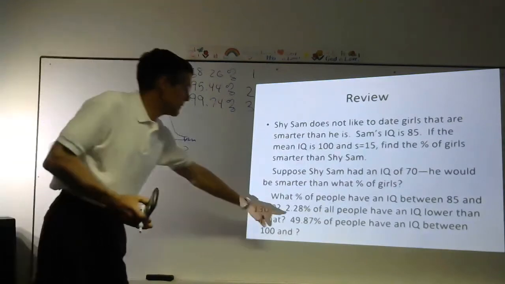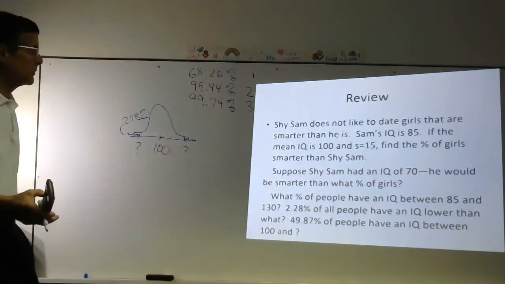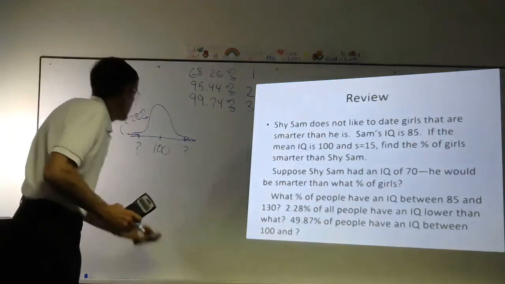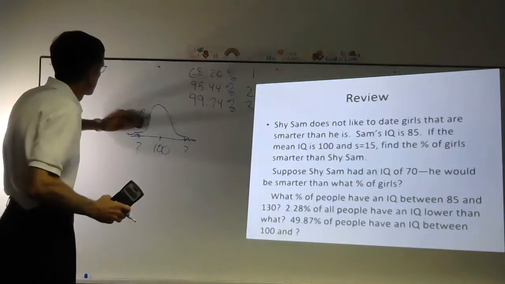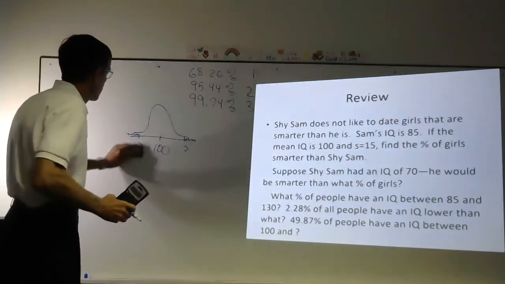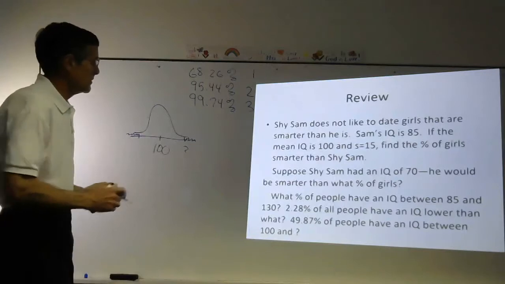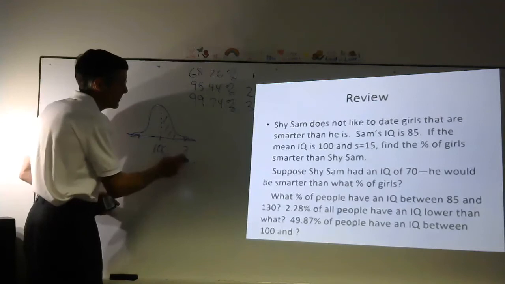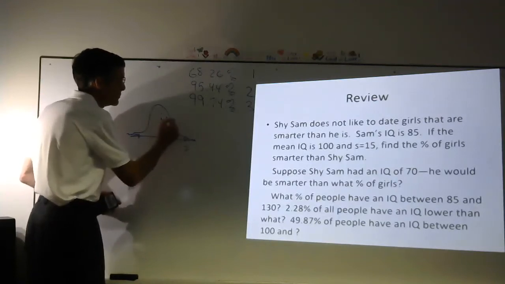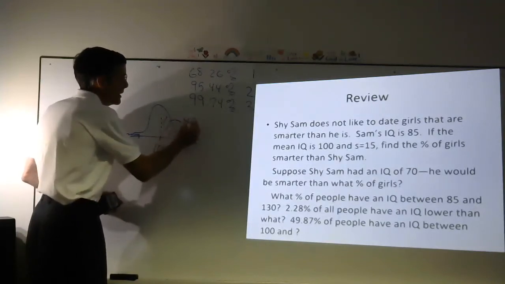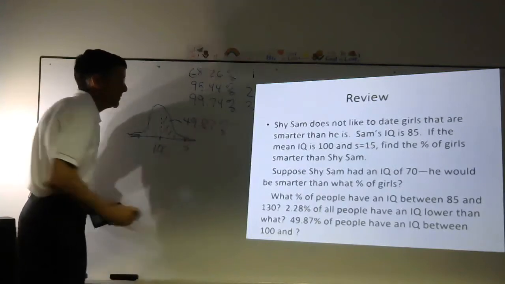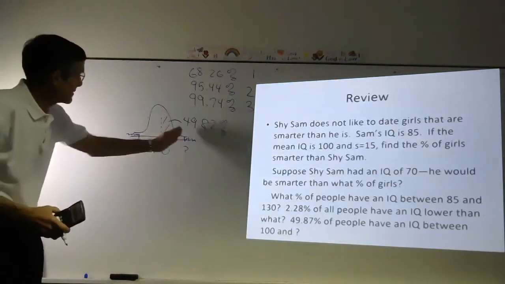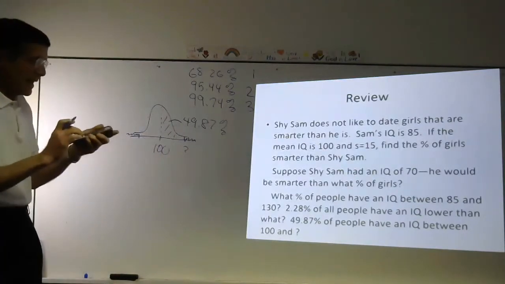49.87, last one here. 87% of people have an IQ between 100 and what? All right, so let's start over again. Now, this question says we're between 100 and something out here. So we know that this region here is 49.87%. Yes? So what is this over here? Well, that's half. So why don't we double that?